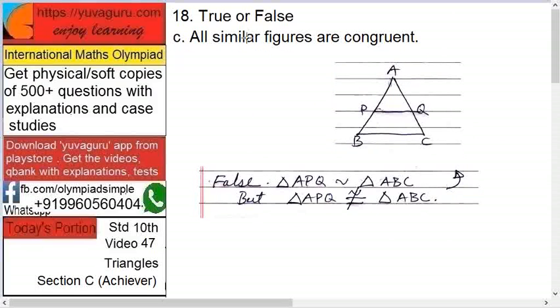Next is, all similar figures are congruent. So that is false. Why? See this.